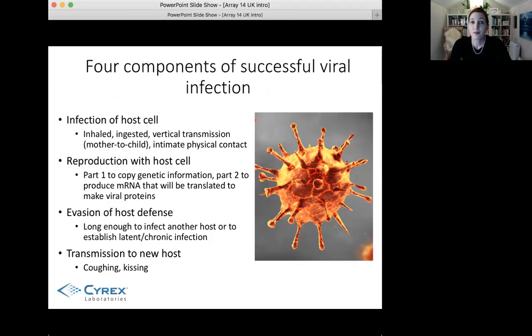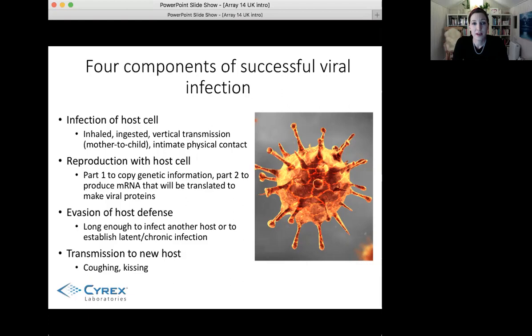So there are 4 components of successful viral infection. So firstly, the virus actually has to infect the host cell or infect the host body in the first place. And there are 4 routes of viral transmission. We can inhale, we can ingest, there is vertical transmission, and then there is intimate physical contact. And of course, the thing that we are most exposed to is inhaled and ingested. We have really very few opportunities for vertical transmission, and intimate physical contact happens a lot less than inhalation and ingestion. So then the second phase, of course, is reproduction within the host cell.